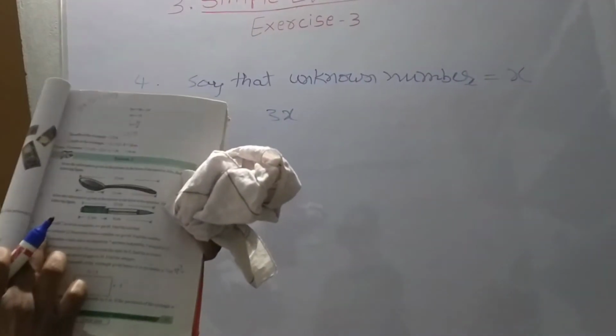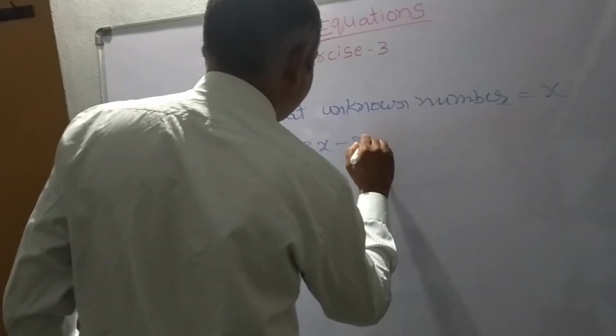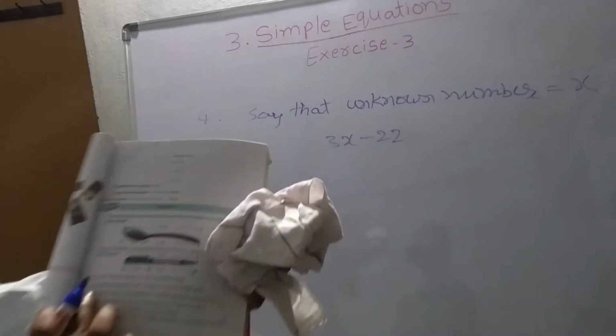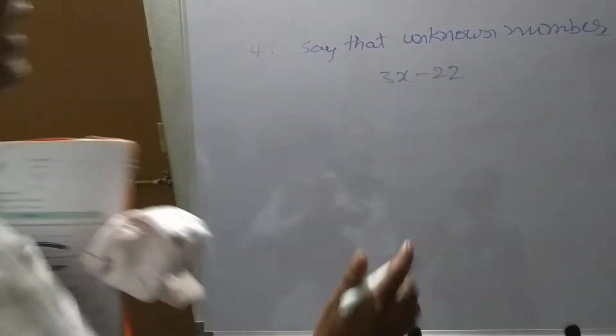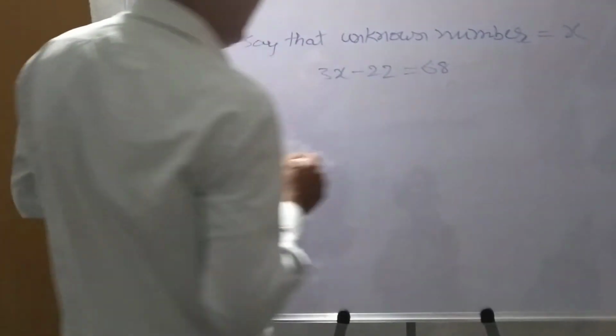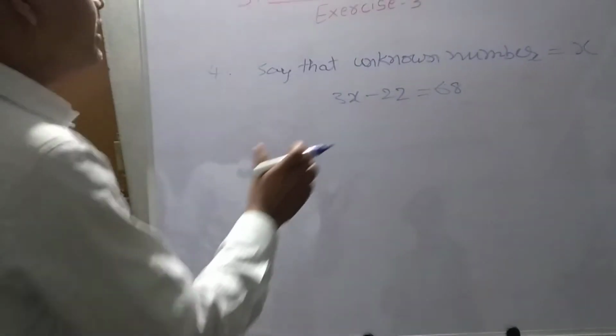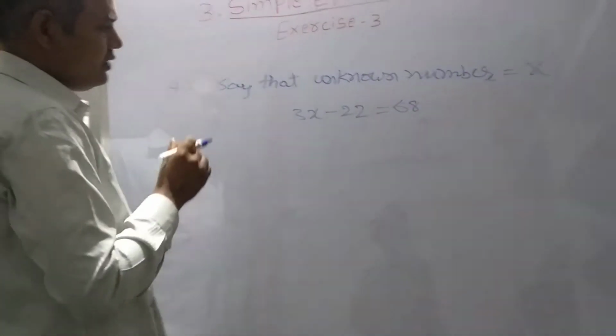And subtracting means removing 22 from 3 times the number. If we subtract 22 from 3 times a number, we get 68. That is 3x minus 22 is equal to 68. Find the number. This is a simple equation. If we solve this simple equation, we get the answer.